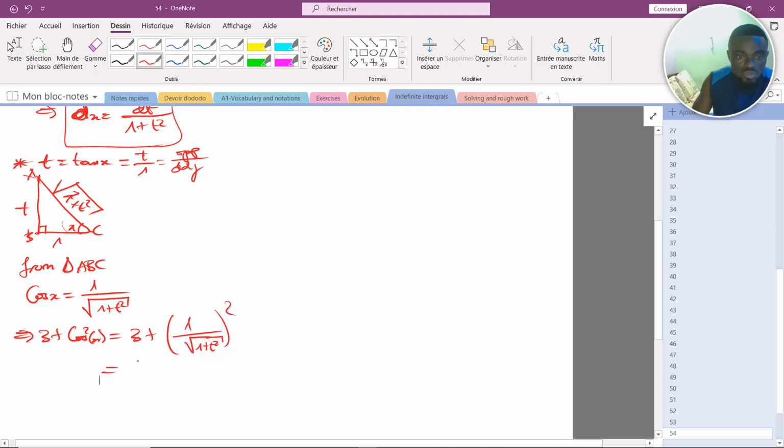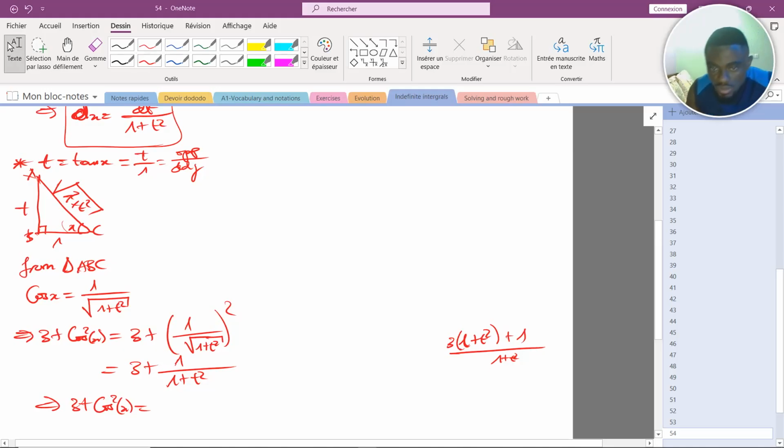This will be equal to 3 plus 1 all over 1 plus t square, because 1 square is 1. So 3 plus cos square x will be equal to, let me simplify this, 3 into 1 plus t square plus 1 all over 1 plus t square.